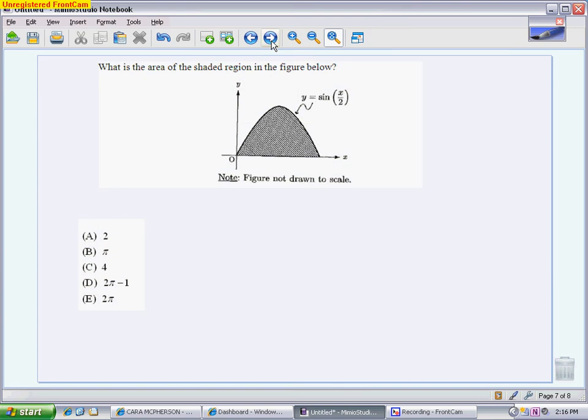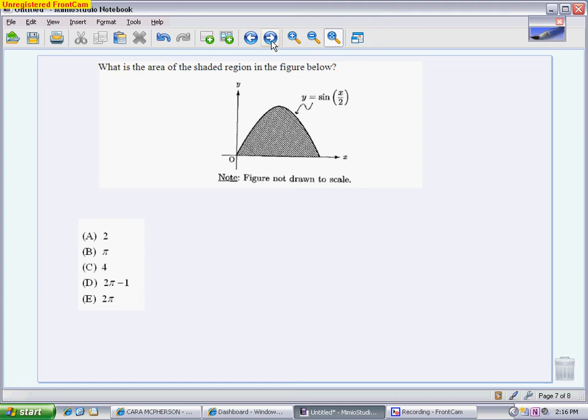Here's an area problem. The challenging part of this area problem, this was actually the second last question, so it was getting to be pretty difficult. The challenging part here is not figuring out area, because we all know that area is just the integral from a to b, top minus bottom. It's figuring out the boundaries and figuring out some of the trig unit circle piece.